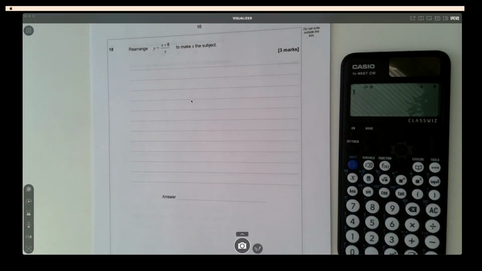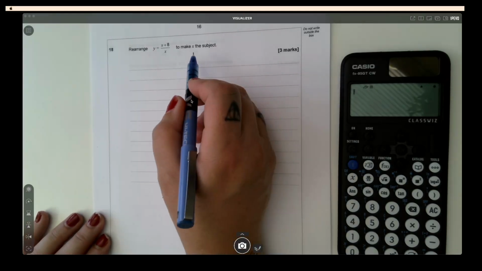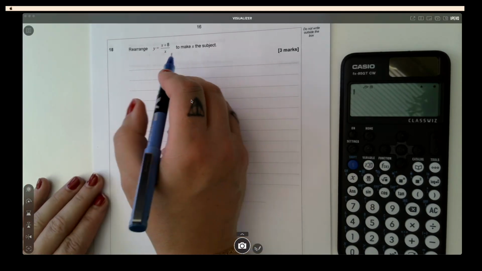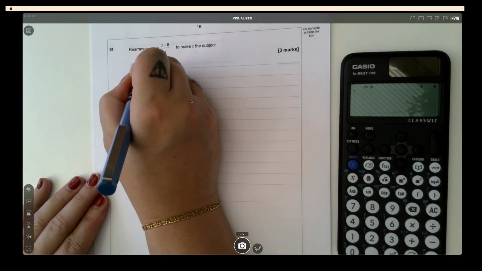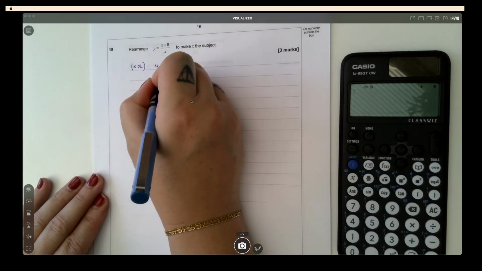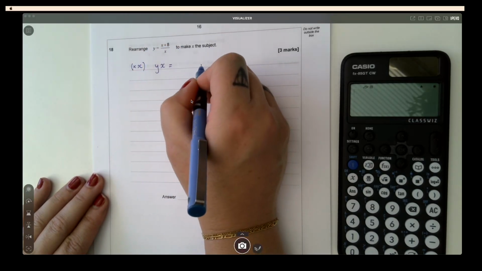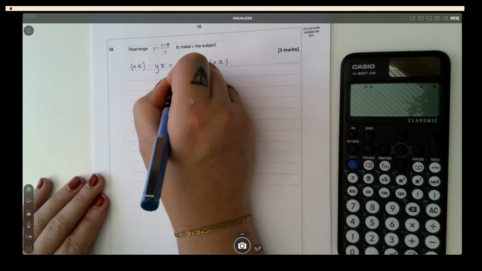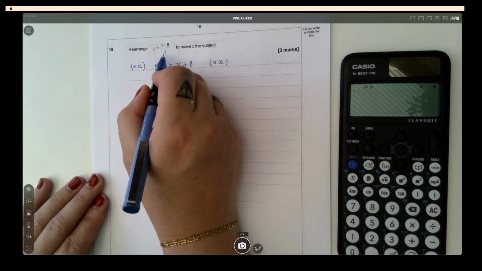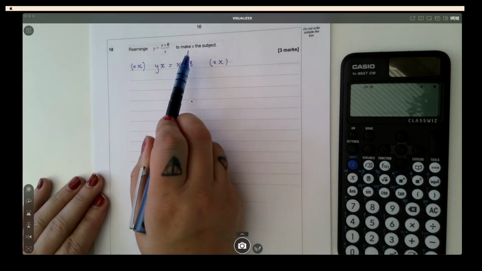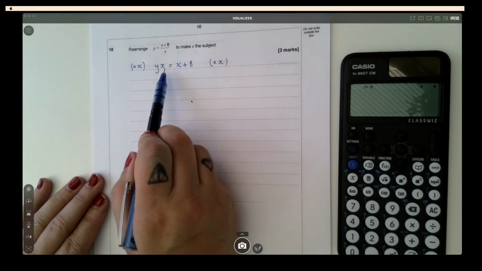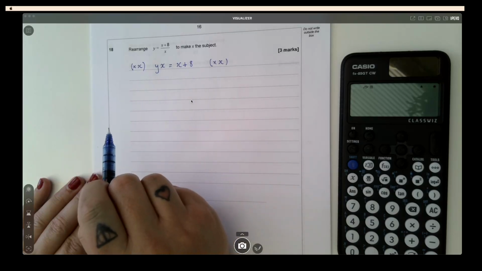Question 18. Rearrange y equals x add 8 divided by x to make x the subject. So the first thing I'm going to do is get rid of this fraction. So I'm going to multiply both sides by x. So the left hand side becomes yx, and then the right hand side becomes x add 8. I've eliminated that fraction. Now what we notice is we've got the letter x that we want to make the subject in this equation twice.